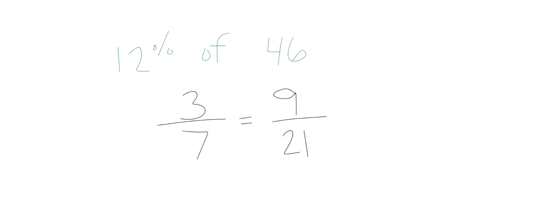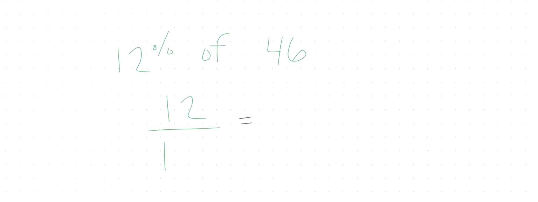Okay, so a percent means 12 out of 100 is the same relationship as something out of 46. What is that something? That's what we're trying to figure out. Now, this is a little bit tricky. It's harder than your typical equivalent fraction because 12 does not go into 100. I can't find something that 12 times is 100. Nope, that's not going to work.